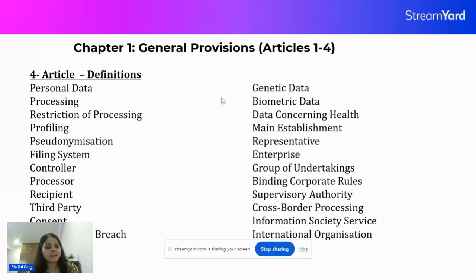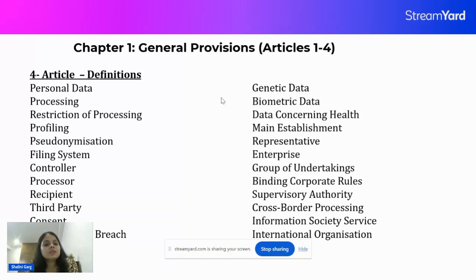Controller, very important. Any entity, natural person, or body corporate determining the purpose and means of processing the data, alone or jointly with others. So who is the controller? Who determines the purpose and means of data? How the data has to be collected? How the data has to be stored? And what are the measures which we have to take on the data? If a person or a company is doing that, then that will be termed as controller.